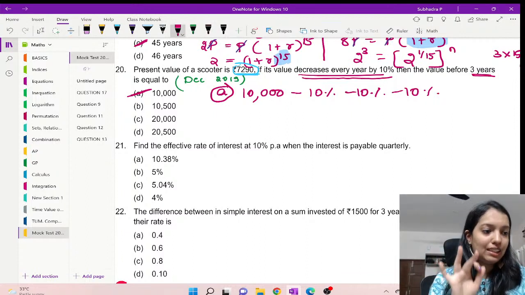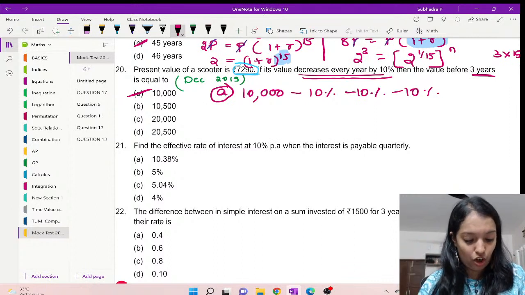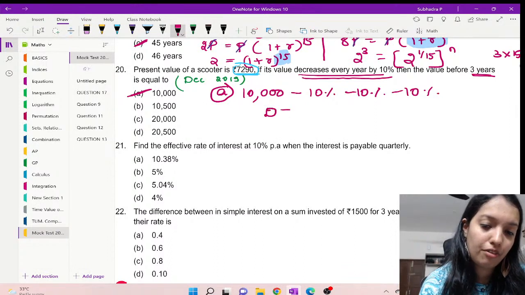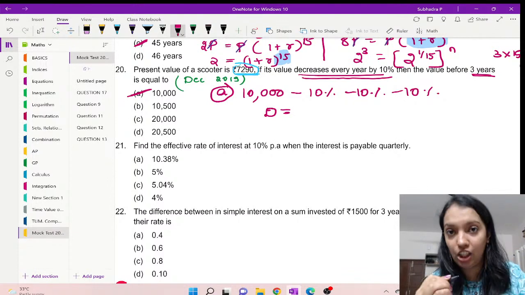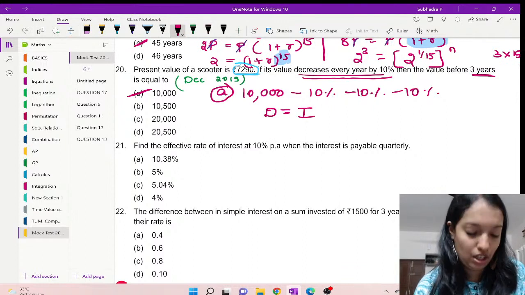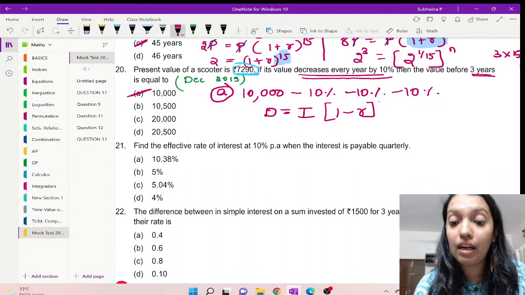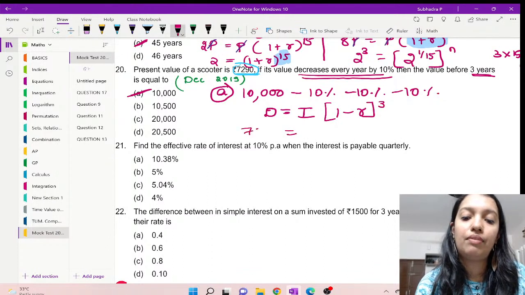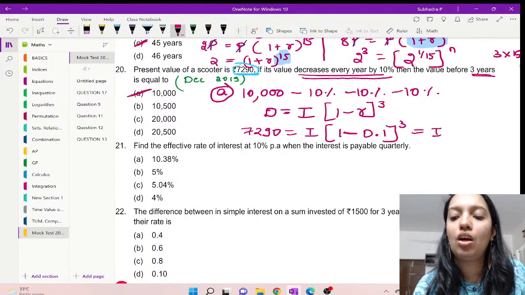Ma'am, instead of using the trial and error method, if you do it using the formula, how to find this? You can apply the formula for depreciation. You might remember from classroom discussion. Depreciated value is equal to initial value of 1 minus r whole to the power n. So this will be 7290 is equal to I of 1 minus, what is r? 0.1, 10% whole cube. So this is I of 0.9 whole cube.